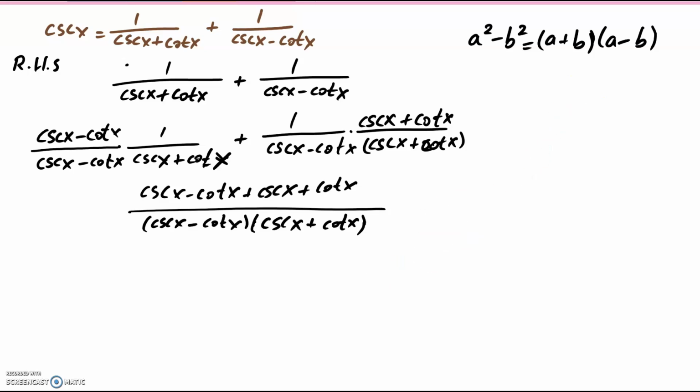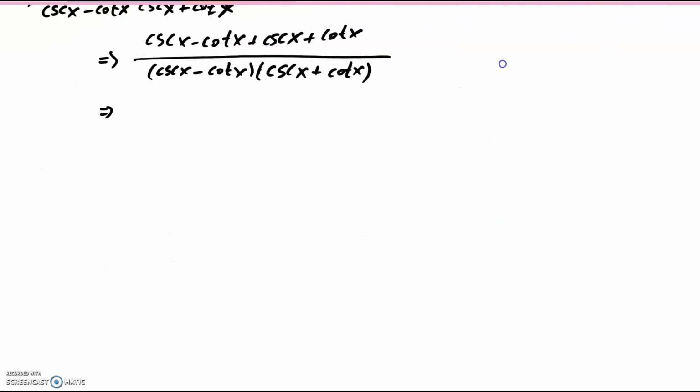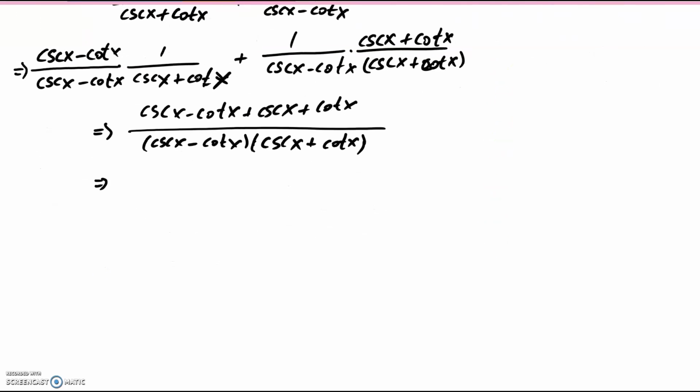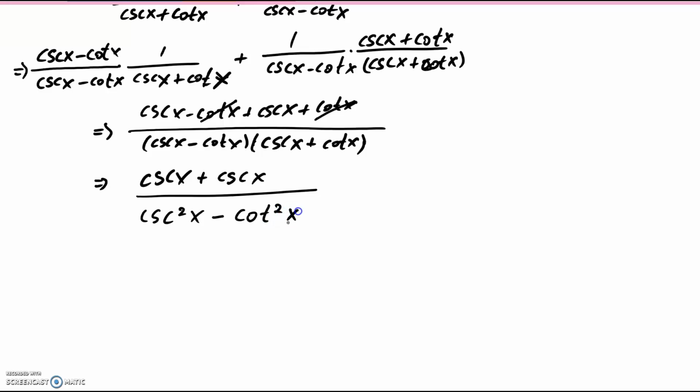Alright, so putting this arrow, this is your next step. We're going to have secant x minus cot x plus cot x, which will cancel out each other, plus cosecant x over, this will change into cosecant squared x minus cot squared x.